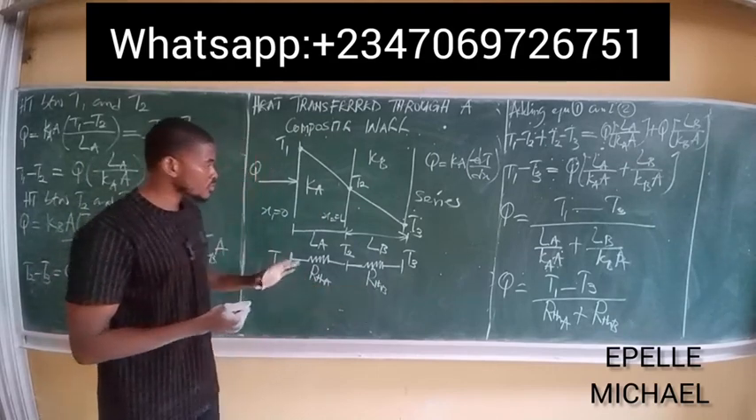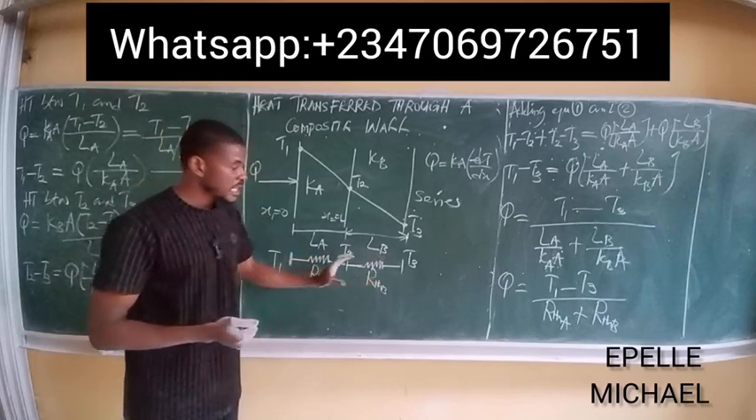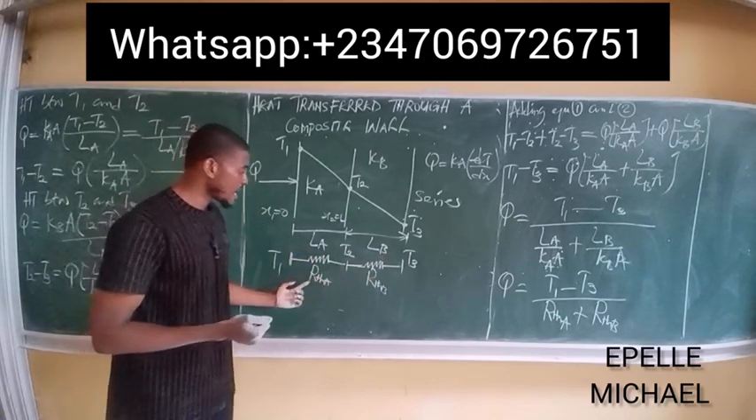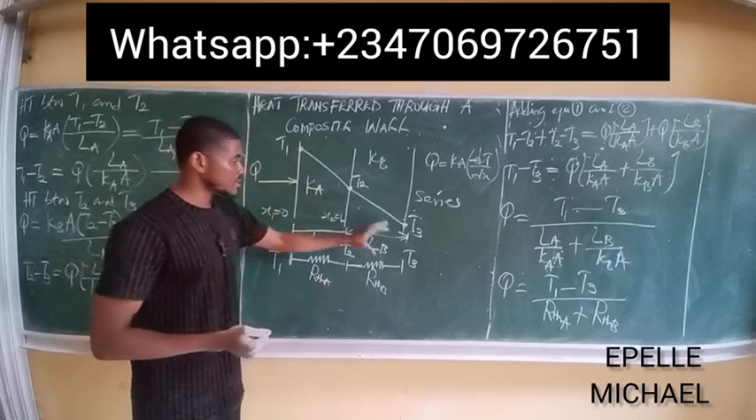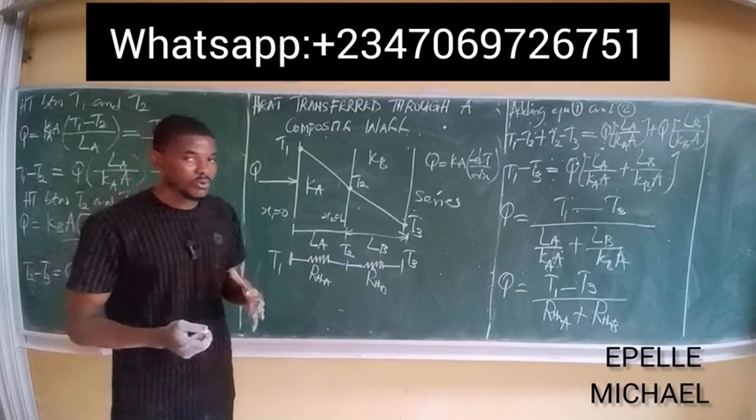So all you need to do is to what? Always represent your equations in terms of electrical analogy, and then since they are in series, you simply add up the resistance, take the difference in temperatures and divide by resistors. That gives you the heat transferred through the wall.